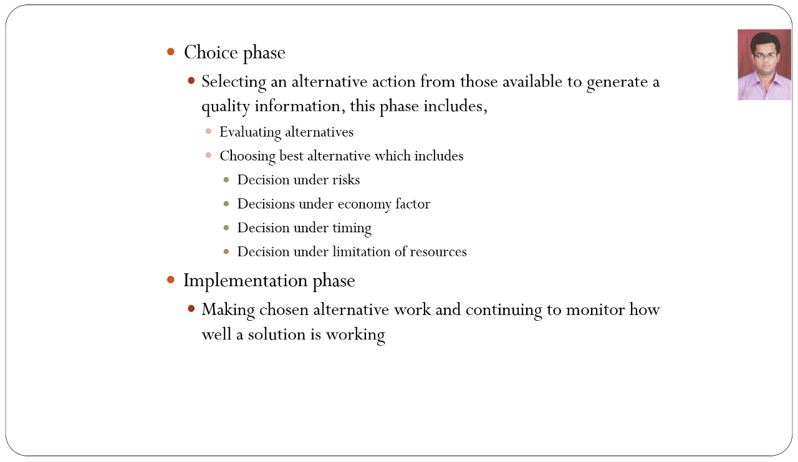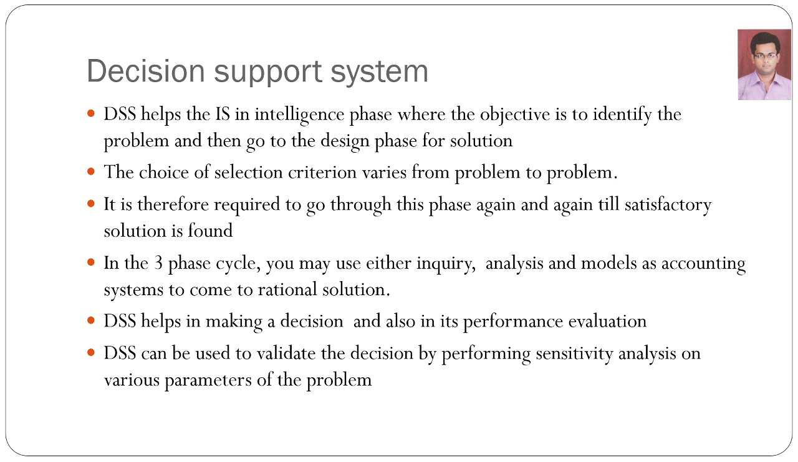This phase includes evaluating alternatives and choosing the best alternative, which includes decisions under risks, decisions under economic factors, decisions under timing, and decisions under limitation of resources. Implementation phase. It considers making the chosen alternative work and continuing to monitor how well the solution is working. Decision support system. DSS helps the information system in the intelligence phase, where the objective is to identify the problem, and then go to the design phase for a solution.